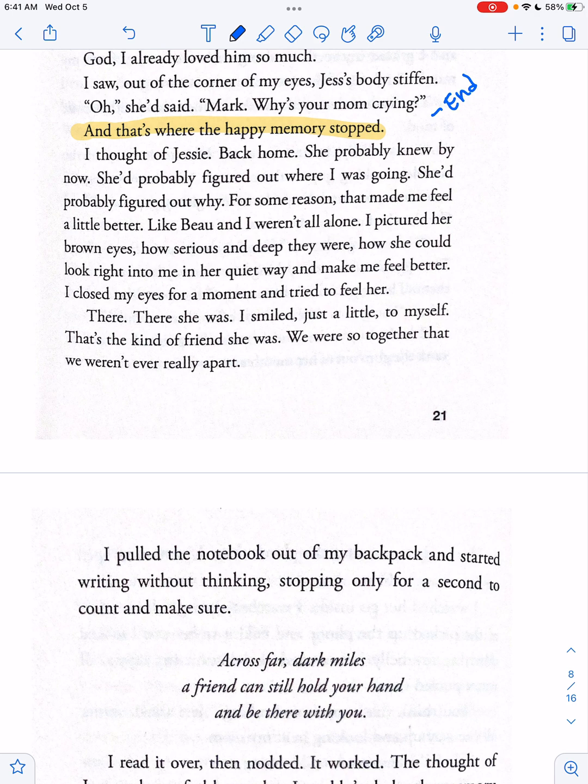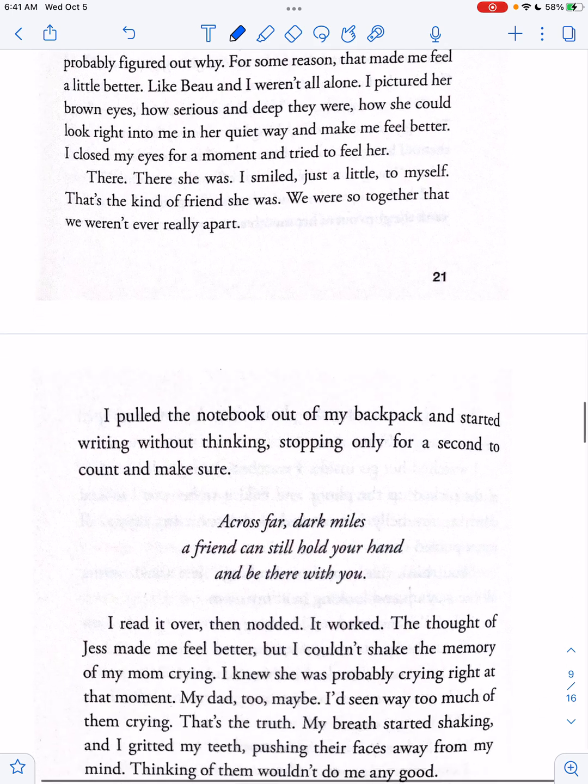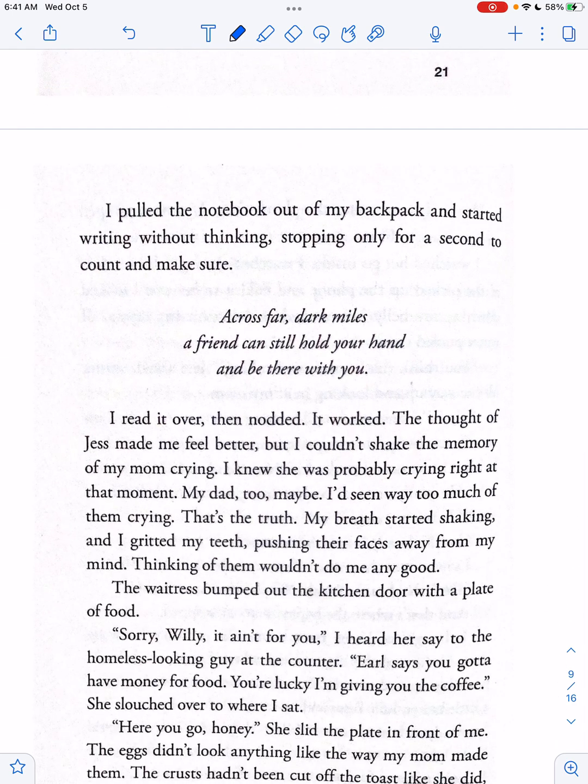That's the kind of friend she was. We were so together that we weren't ever really apart. I pulled the notebook out of my backpack and started writing without thinking, stopping only for a second to count and make sure. Across far, dark miles, a friend can still hold your hand and be there with you.